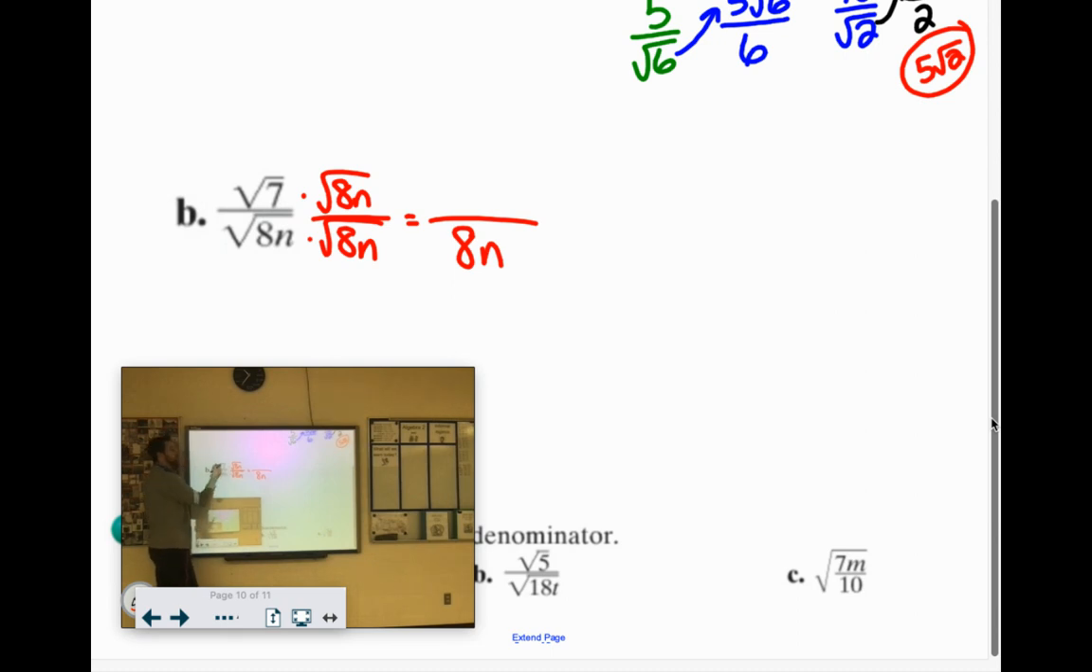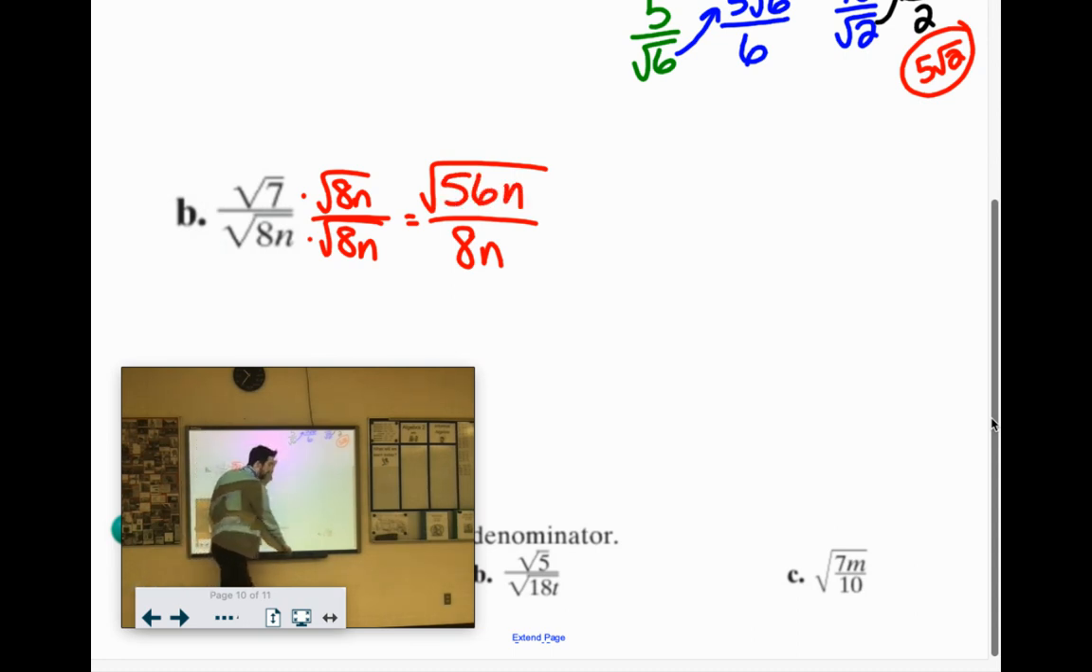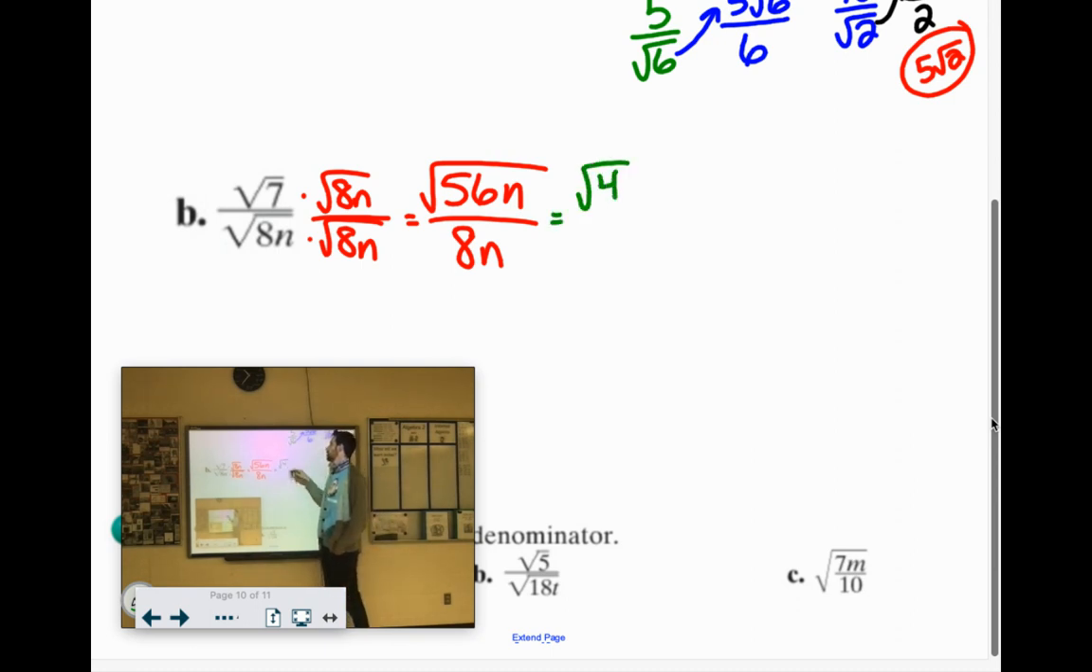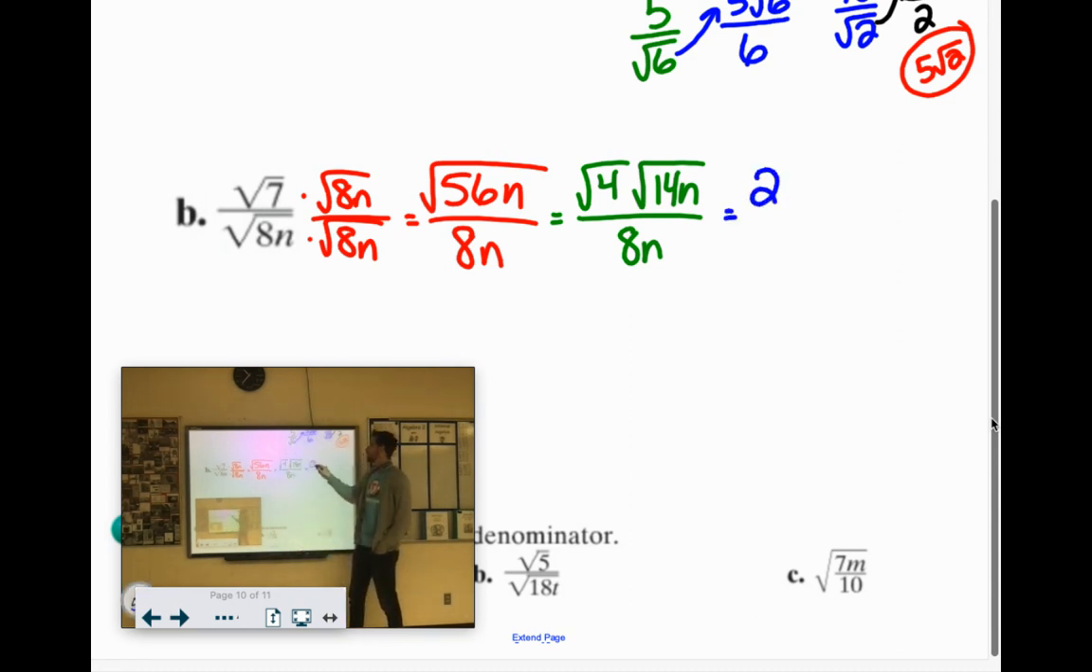The numerator, they're both under radicals, so we can multiply them together. 7 times 8 is 56, and we have n. But 56 still has a perfect square. 56 is 4 times 14. 14n. The square root of 4 is 2. We have 2 root 14n over 8n.